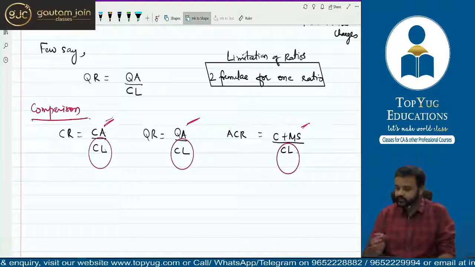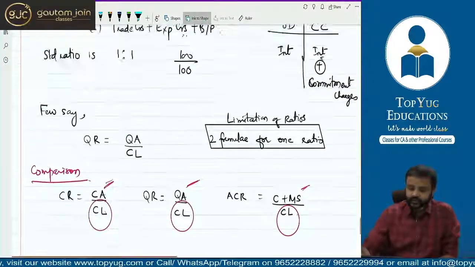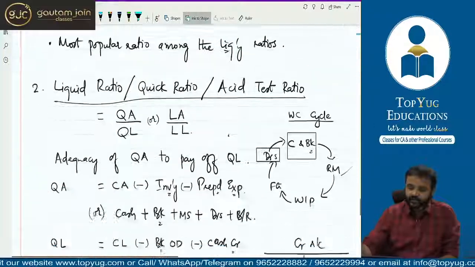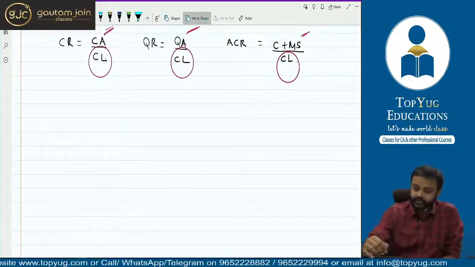So we have understood this. Now let's go for the next one. We have seen the liquidity ratio, the working capital ratio. Now let's talk about the third one.